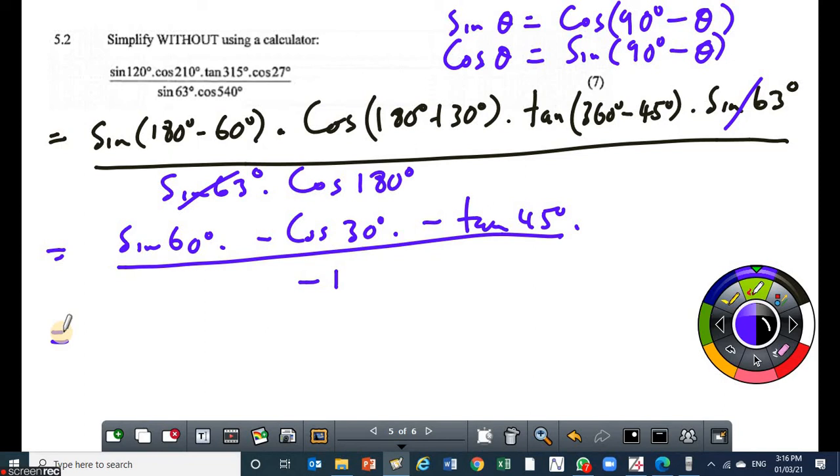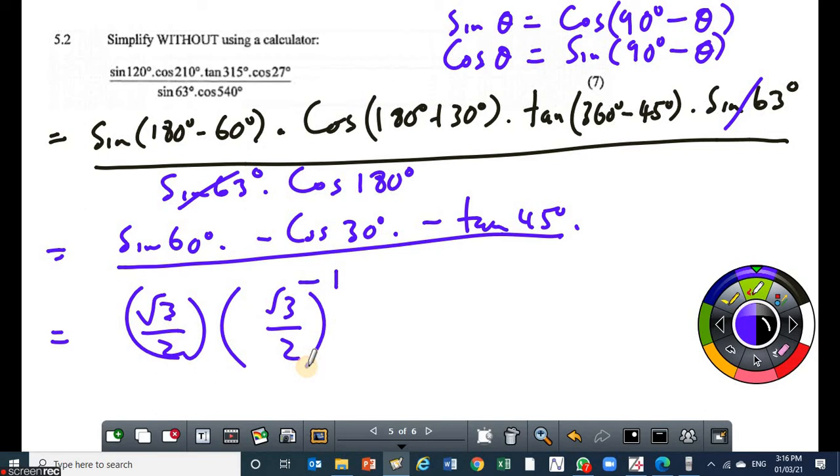Okay? So from here, sine 60, remember it's square root of 3 over 2 times. Now, because we've got this negative and that negative, they'll give me a what? Positive. Cos 30 is going to be equal to square root of 3 over 2. You should know that from grade 10. Tan 45 is very easy, equal to 1. But look, I said the negatives cancel out, so I'm going to put it as a 1. Unless you want me to put the minus here, then I'll put the minus here.